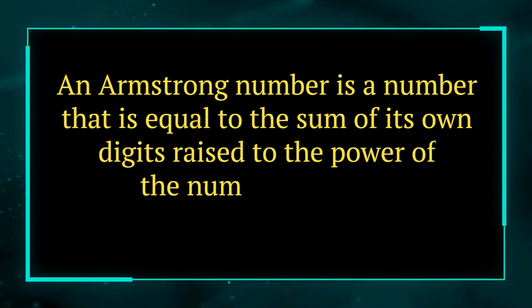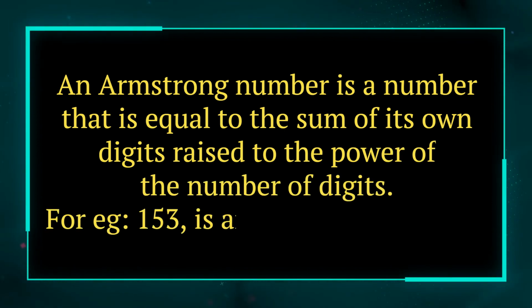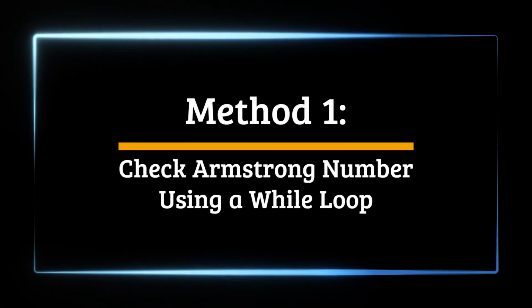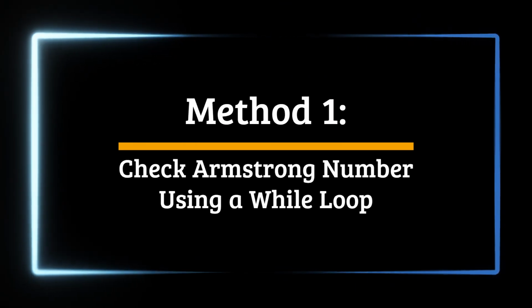For example, 153 is an Armstrong number. Because it has 3 digits, and 1 cubed plus 5 cubed plus 3 cubed is equal to 1 plus 125 plus 27, which equals 153. Method 1. Check Armstrong number using a while loop.